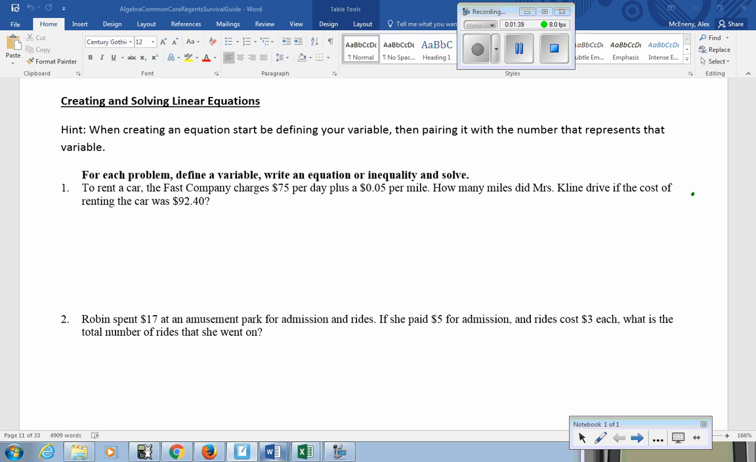It says right here, how many miles does Mrs. Klein drive? So in this case, I'm going to use M for miles. You can write it out and define it, that's the whole purpose. It says to rent a car, charge $75 per day and 5 cents a mile. Because the 0.05 represents miles, we put the 0.05 and the M together. It's $75 a day for the car rental.